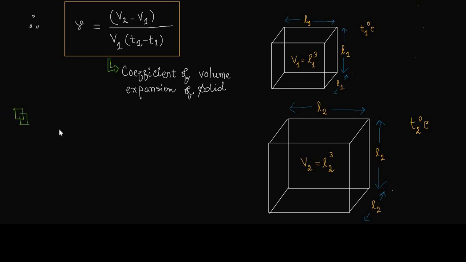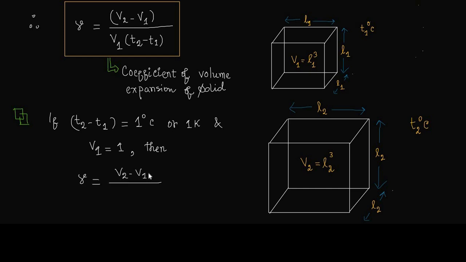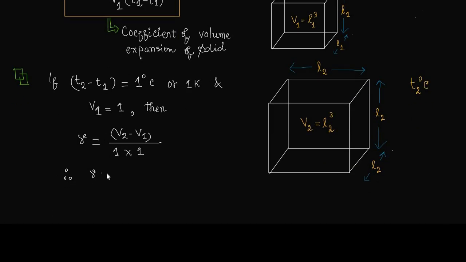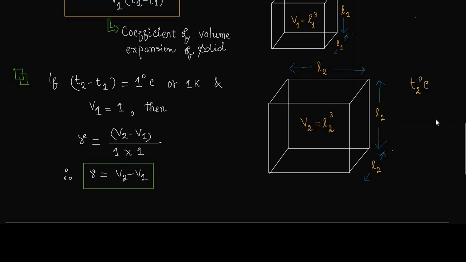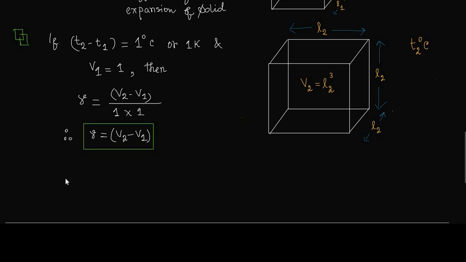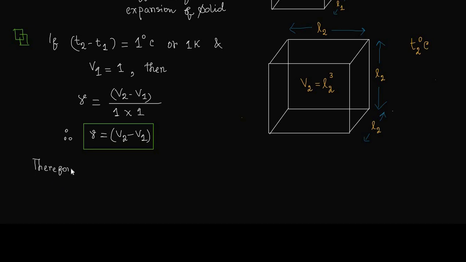So, for the coefficient of volume expansion, if T2 minus T1 is equal to 1 degree C or 1 Kelvin, that is the change in temperature is 1 Kelvin, and the initial volume V1 is equal to 1, then gamma is equal to V2 minus V1 divided by 1 into 1. Therefore, gamma is equal to V2 minus V1 only. That is, the coefficient of volume expansion is numerically equal to the change in volume of the cubical body. So now we can write down the definition.